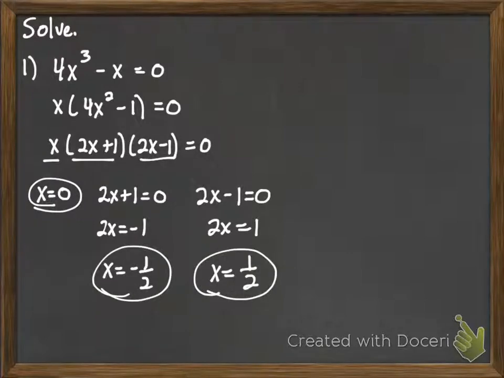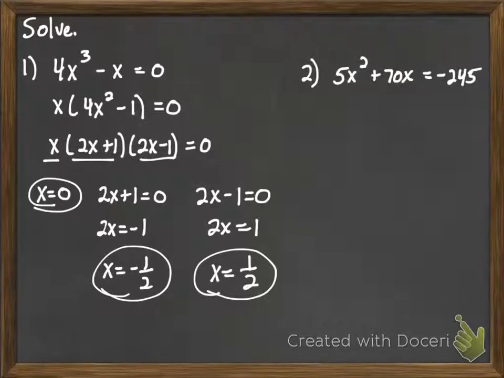So this time we actually get 3 answers, and this is generally what you're going to see. The highest exponent on x is your number of possible answers. Now sometimes you may have an answer get repeated, but that's generally a guide to how many answers you're going to have. So here we have 3 different answers: 0, negative 1/2, and positive 1/2. Okay, so moving on.